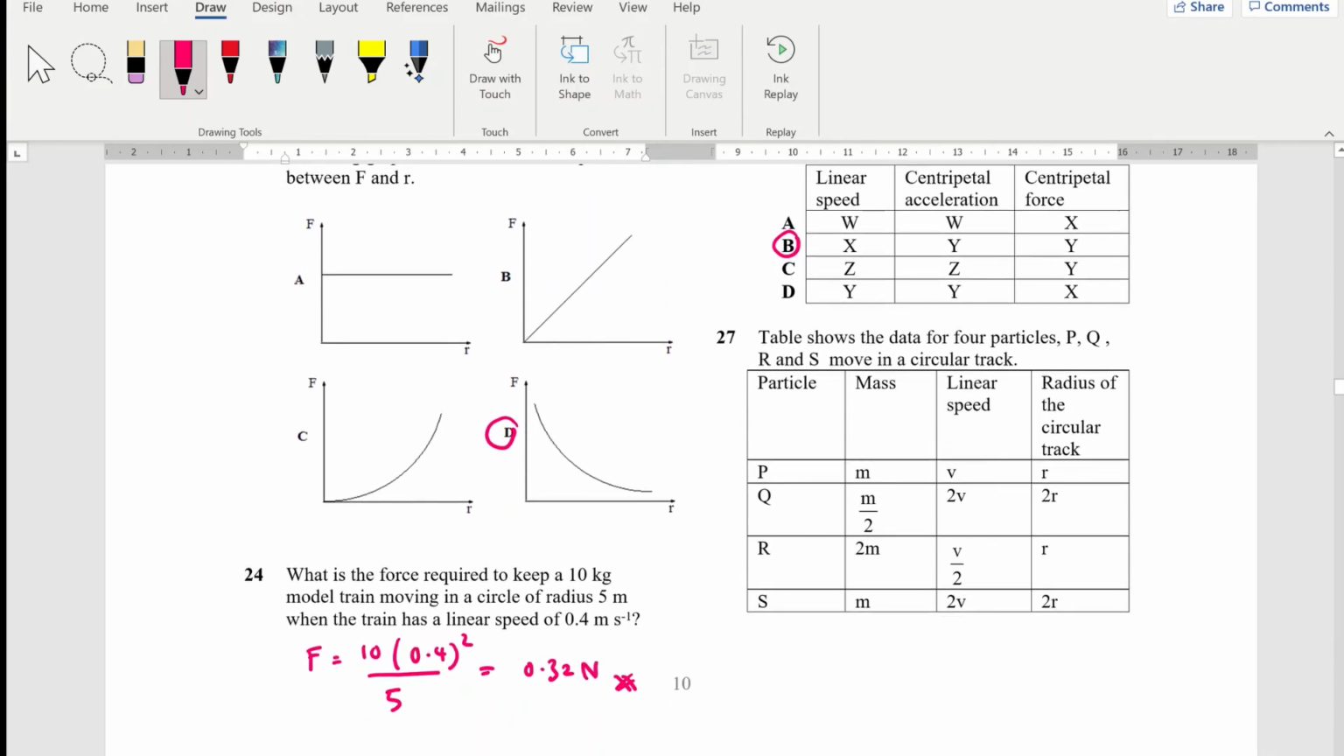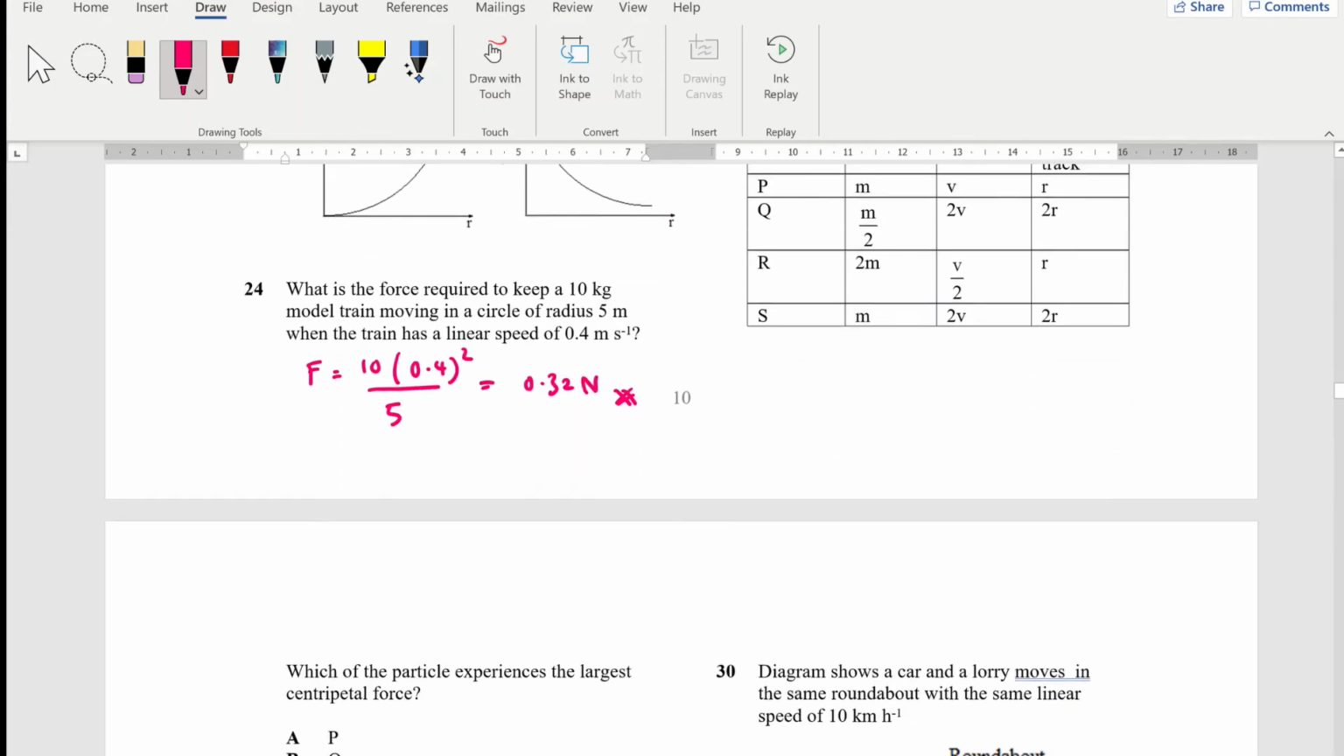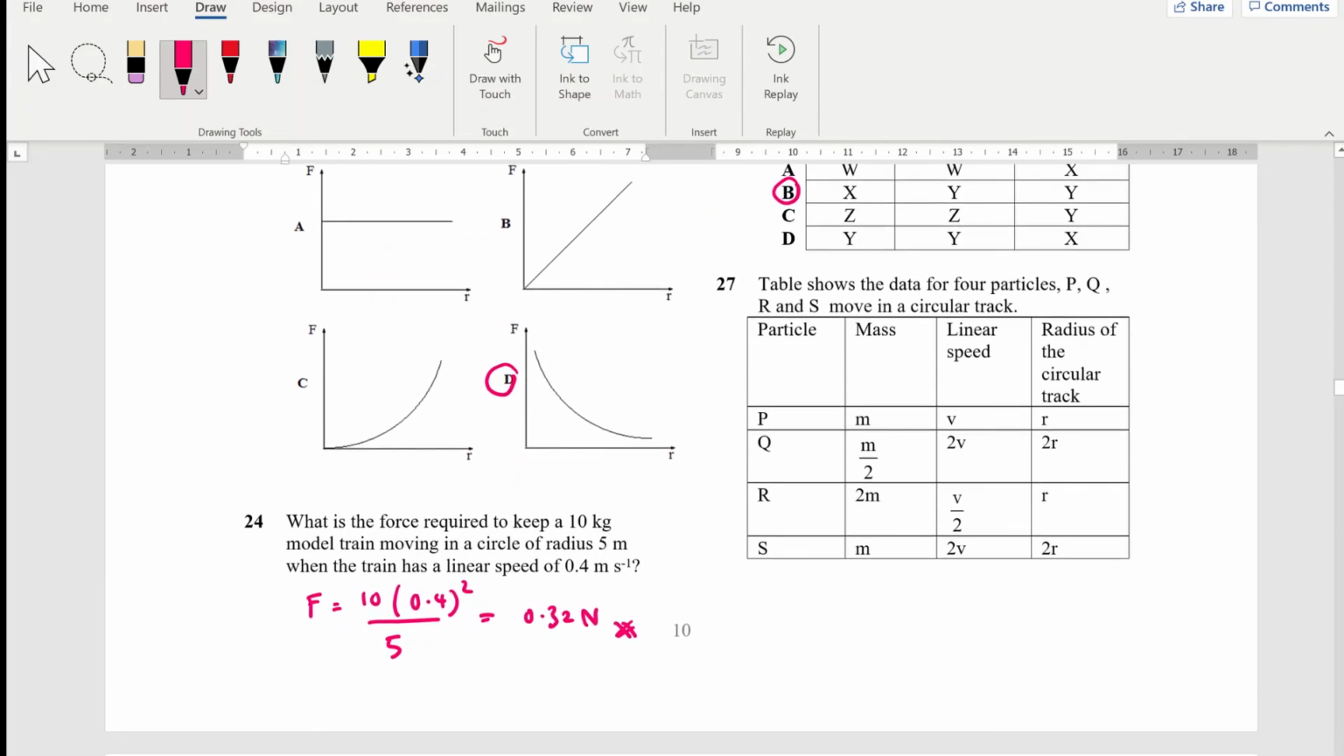Table shows the data for 4 particles P, Q, R, and S move in a circular track. Dia nak apa soalan dia? Which of the particle experience the largest centripetal force? Okay, so dia nak cari centripetal force paling besar. Okay. So untuk P dia punya F akan jadi mv squared over r. For Q dia akan jadi m over 2 times 2v squared over 2r.